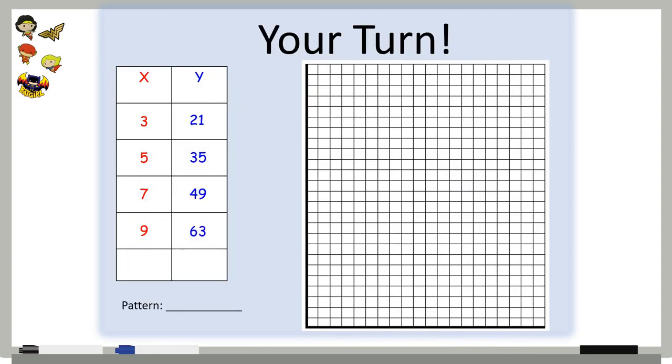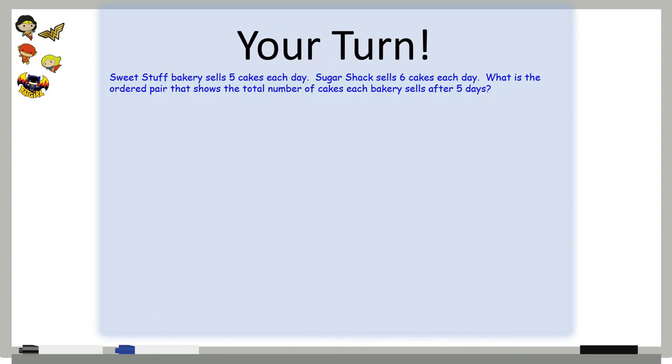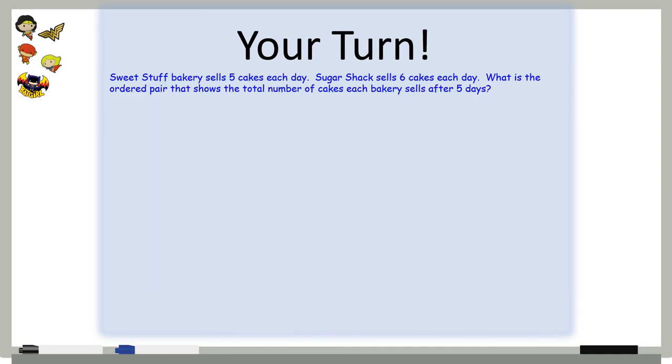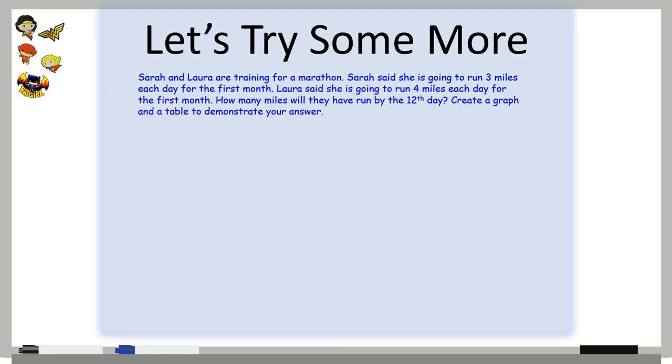All right, so what you're going to do is go through and do these 2 your turn problems. You're going to find the pattern, and then you are going to graph it. And then here, I want you to create a table using this word problem. When you come back to class, we're going to take a look at your work, and then we're going to try some of these other problems in class.